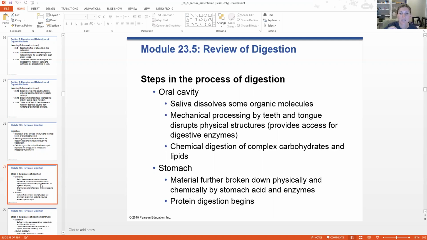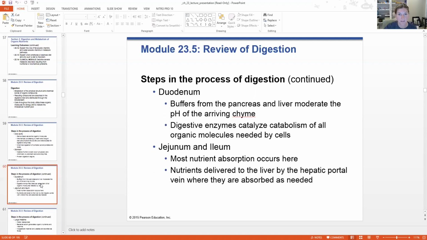In the stomach, we have a continuation of this mixing and churning, as well as protein digestion beginning there with the use of pepsin. In the duodenum, we're introducing buffers to protect the lining of our small intestine. There are also enzymes from the pancreas as well as bile being injected into the chyme at this point. There are several digestive enzymes there to finish the digestion of our molecules. In the jejunum and ileum, this is where absorption is occurring. It's not so much chemical breakdown anymore.